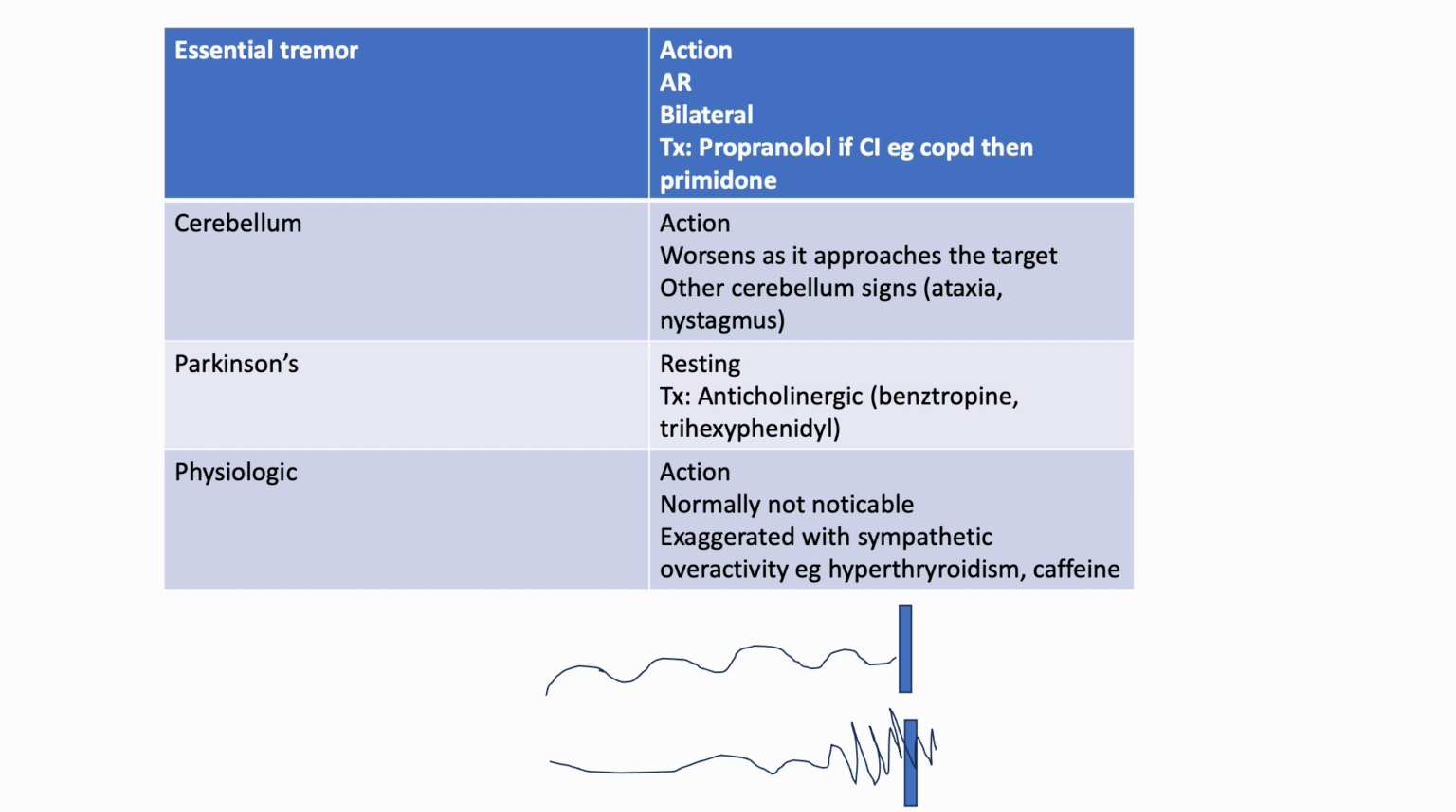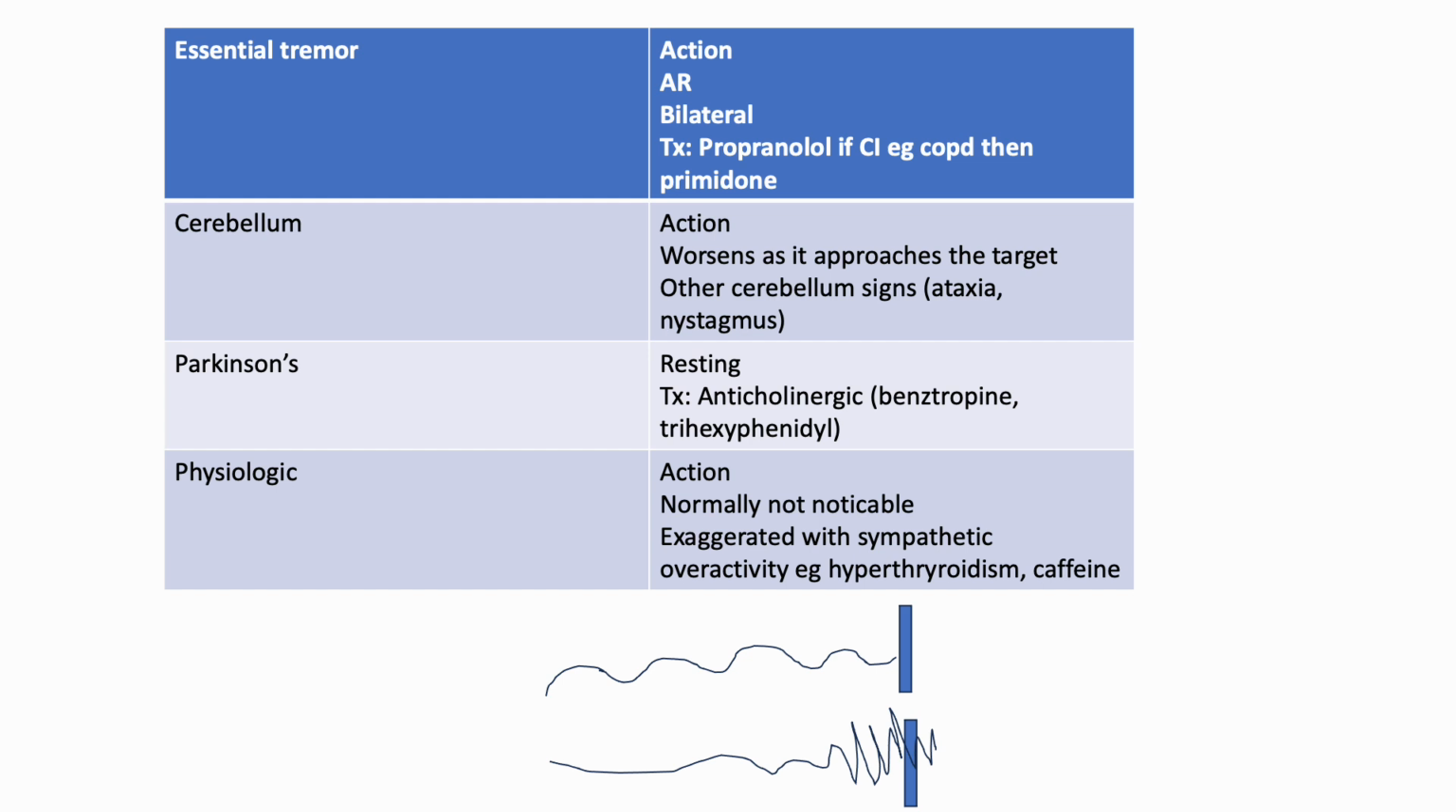Right, so a little bit about the tremors here. We have essential tremor. Remember, first of all, it's an action tremor. It's autosomal dominant. It's bilateral, so if there is a family history, it will be bilateral. The treatment drug of choice is propranolol, but you can use primidone if propranolol is contraindicated. The second tremor is cerebellar tremor. Remember, it's also an action tremor.